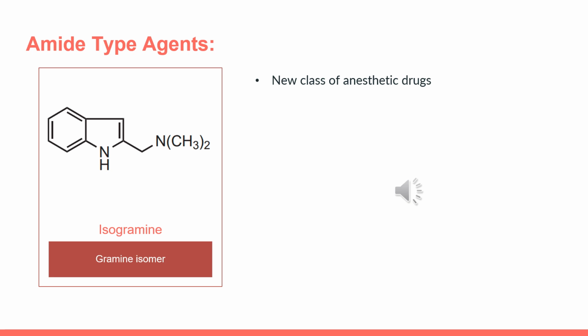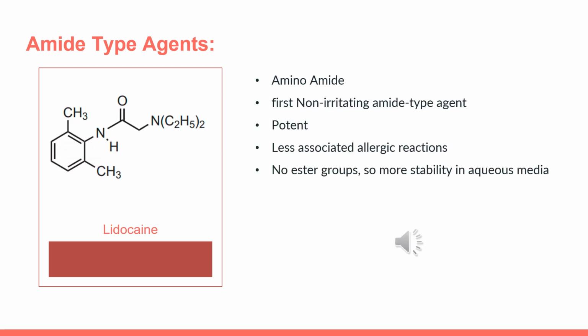Moving on from the amino ester local anesthetics to the amide type agents. This is a new class of anesthetic drugs originating from isogramine, a gramine isomer. Lidocaine is an amino amide and the first non-irritating amide type agent. It is potent, with less associated allergic reactions, and no ester groups, meaning that it is more stable in an aqueous medium.